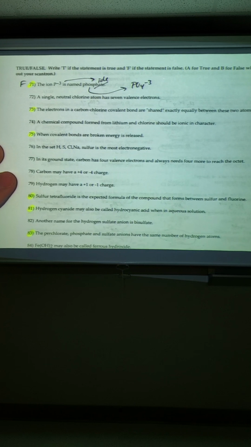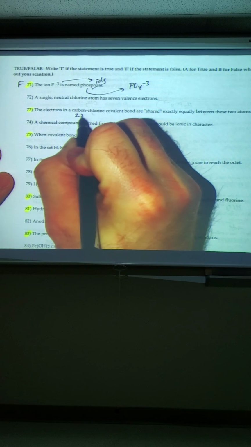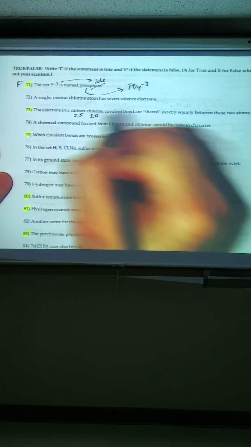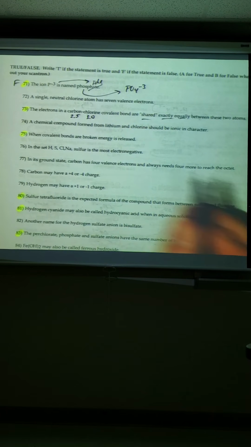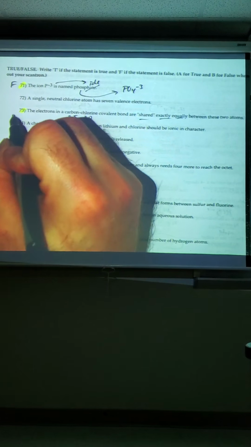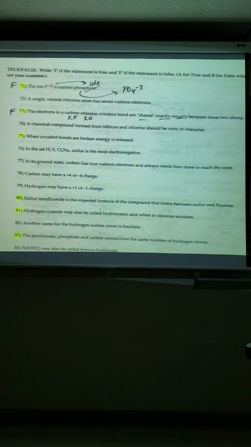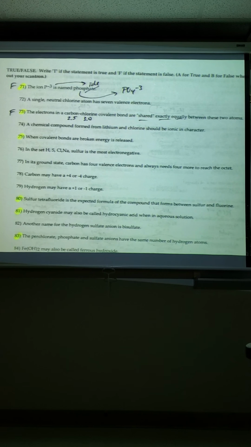Electrons in the carbon-chlorine bond. Carbon is 2.5, chlorine is 3.0. We see that from electronegativity. So 2.5, 3.0. If they were to be shared equally and exactly, that would be 2.5 and 2.5, or 3.0 and 3.0, so we found another false. They're only shared equally if they have the same electronegativity, and specifically if they're the same atom.